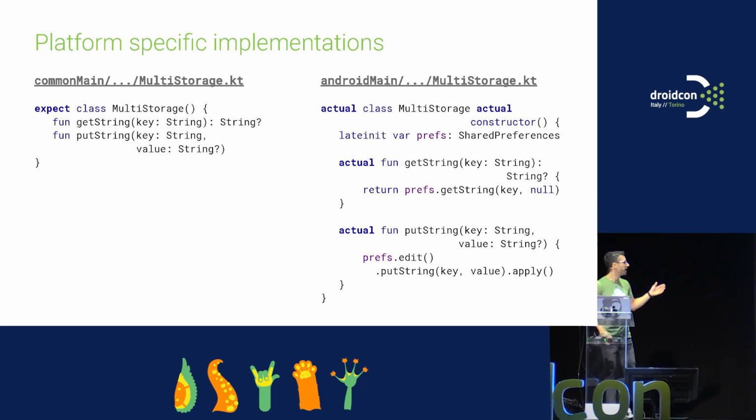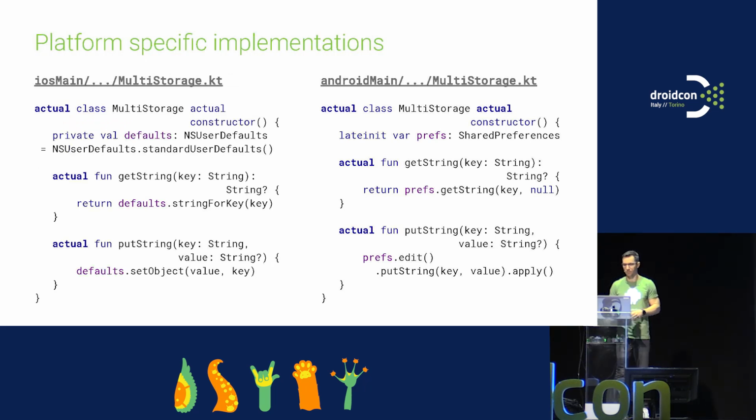So on Android, I have this same multi-storage class with the same functions, except now I have implemented the actual body of the functions, and I can even add something like more properties. So here I use shared preferences. Now, for iOS, it's actually interesting because I don't have to go and write code in Swift. I can go into my iOS source set and implement a similar multi-storage class in Kotlin that, again, uses the actual keyword and implement my iOS version of the storage using NSUserDefaults. Now, like I said, I'm not even going into Swift code here.